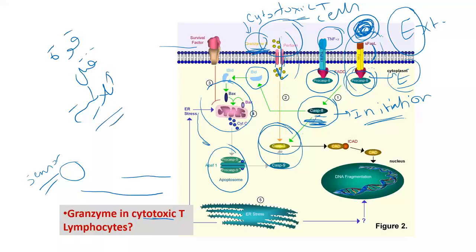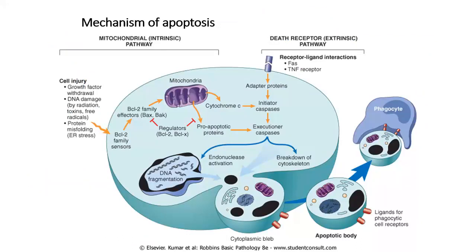This will give the cytotoxic T cell what? A triple killing power. A triple killing power. So the cytotoxic T cell will kill the targeted cell by 3 means, mainly death receptor, granzyme, and secondary activation of the mitochondrial pathway. Fine?